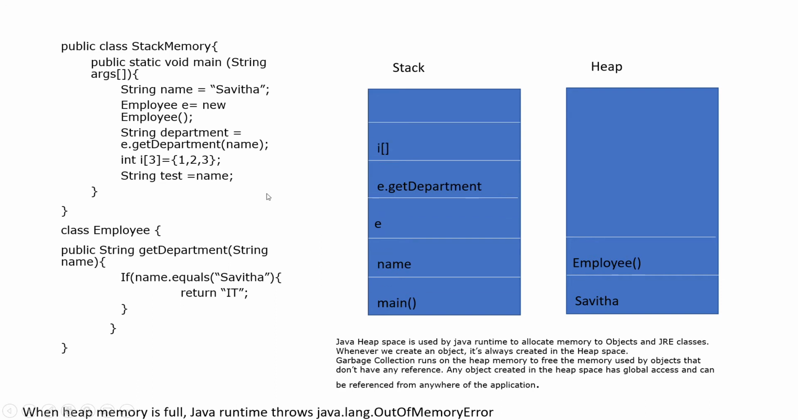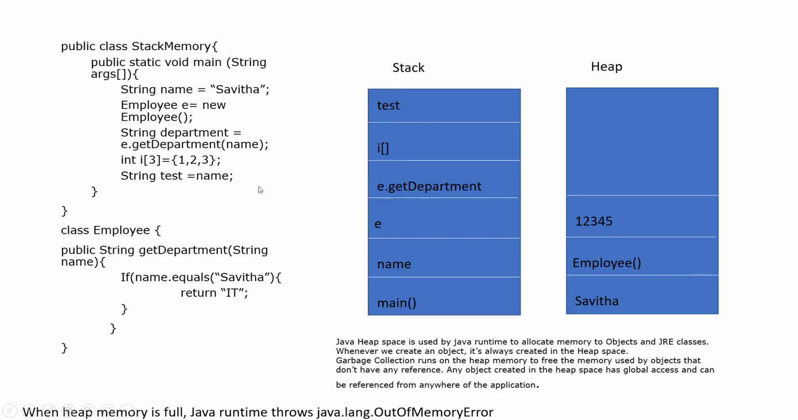And next is an int array. The array reference will be here, and its reference to heap memory will be there in the stack, but the actual value will be stored in the heap.